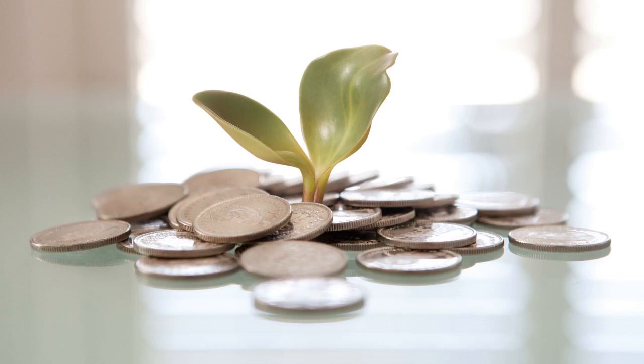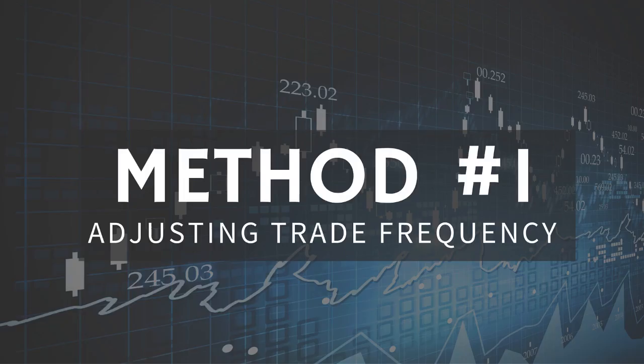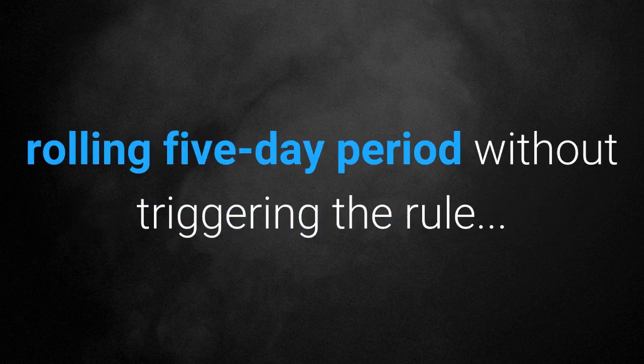But if you don't have that much money, as many don't, especially when they're just starting out, what can you do? Here are the top 3 ways to manage with less than $25,000. Number 1 is to adjust your style of trading to reduce the frequency. This way, you can do 3 day trades during a rolling 5-day period without triggering the rule.